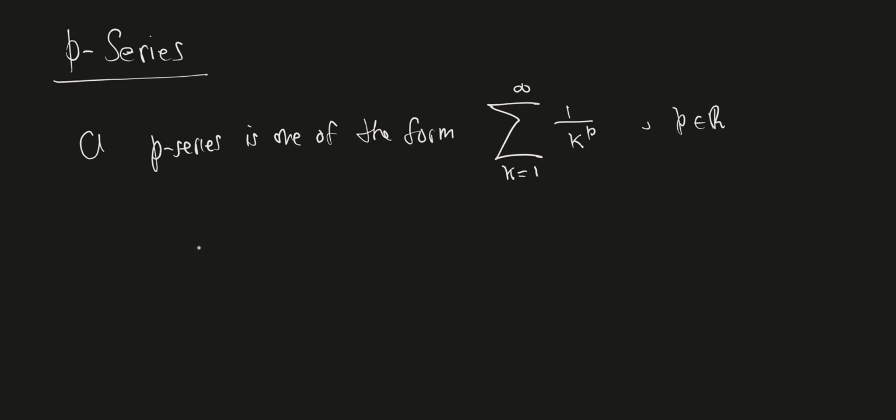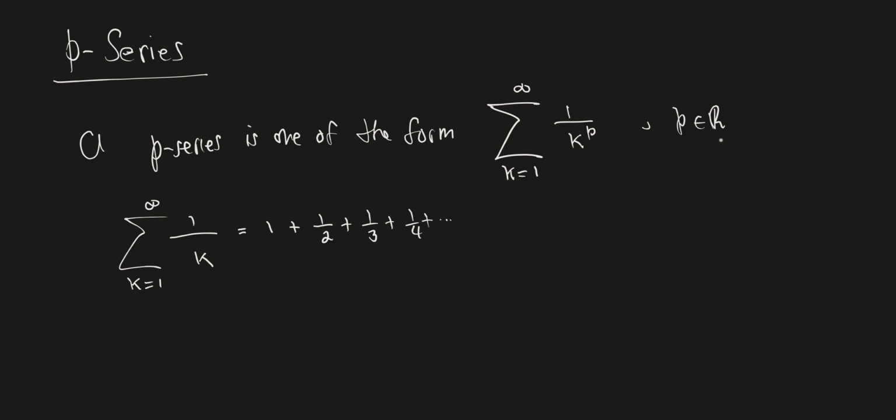So just to give you an idea of what it looks like. It's certainly not super complicated, but here are just some examples of a p-series starting at k equals 1. Let's say you have just 1 over k. So what if p is equal to 1? Then you end up with 1 plus 1/2 plus 1/3 plus 1/4, and so on. So that's what it looks like when p is equal to 1.